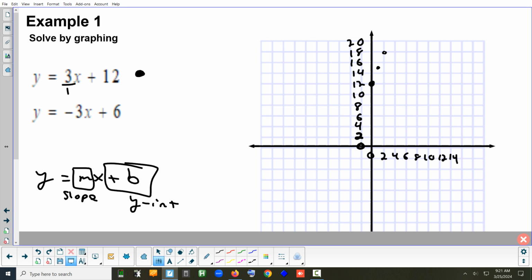Okay. So I'm going to go down 1.5, right 1/2. I'll do it again. Down 1.5 and then right 1/2, and then down 1.5, and right 1/2. Okay, so now I got a bunch of points, and I will make my line.